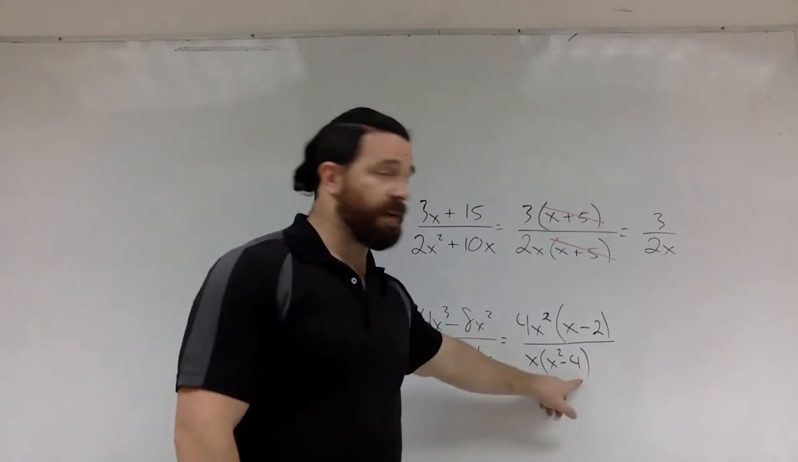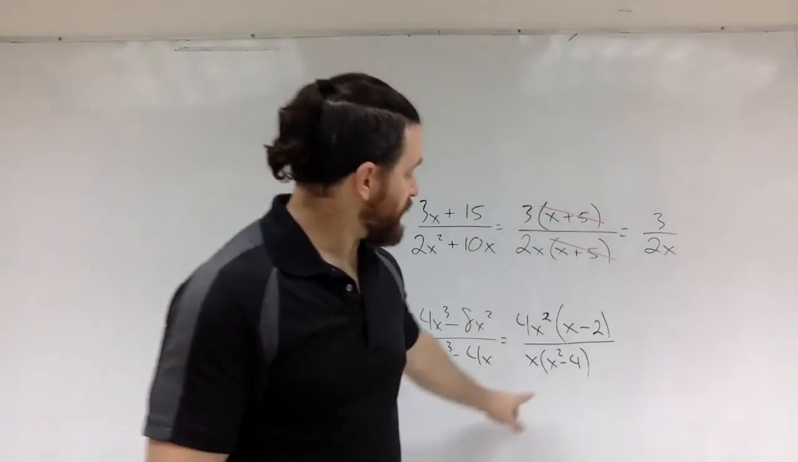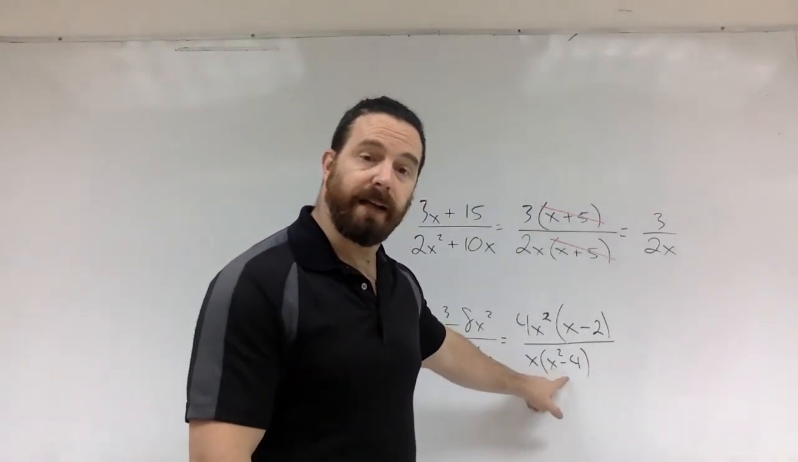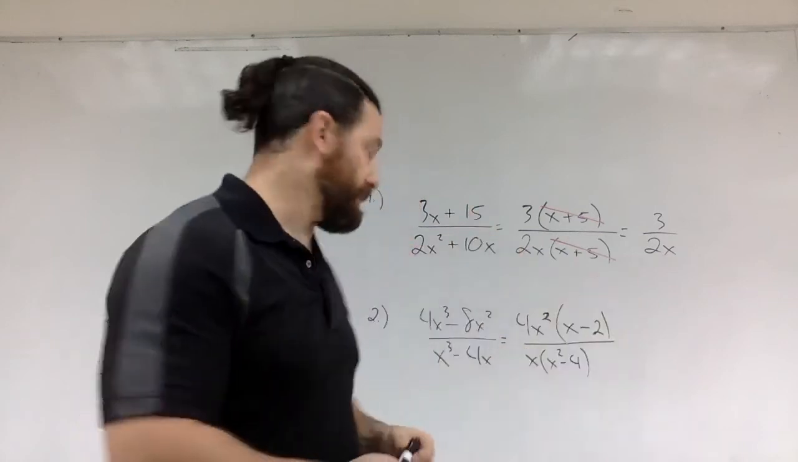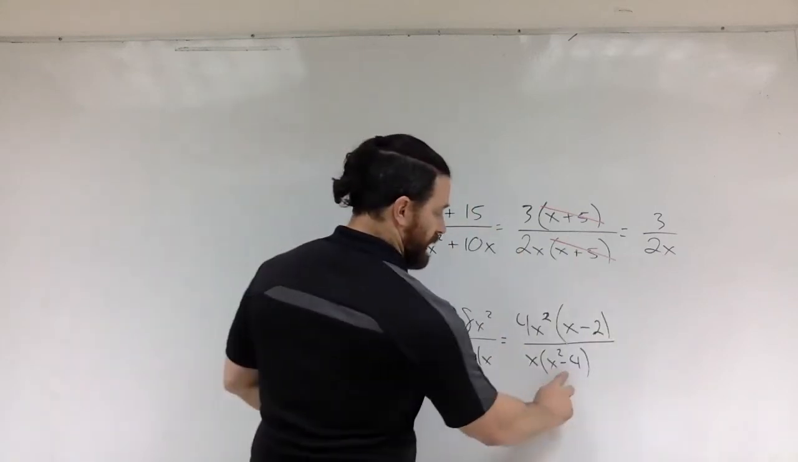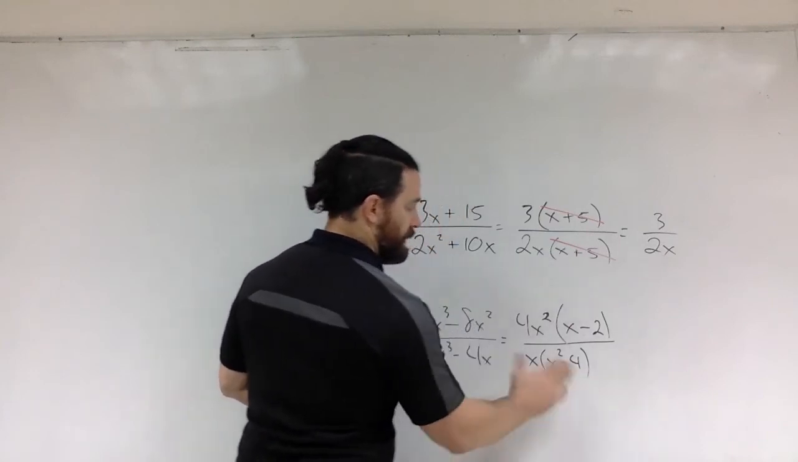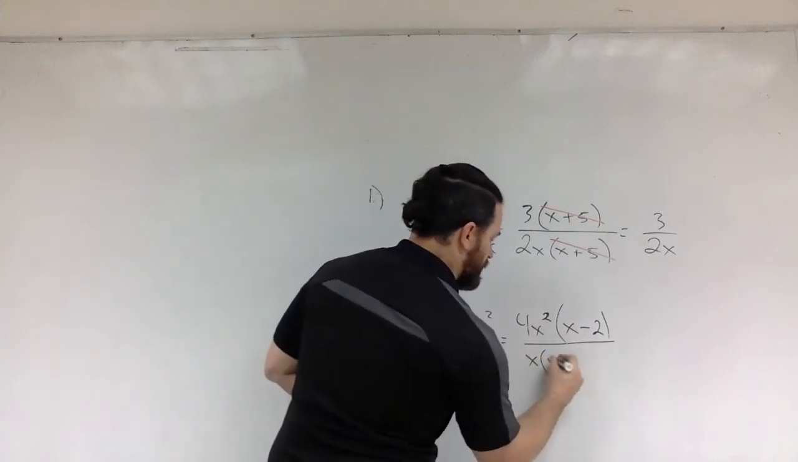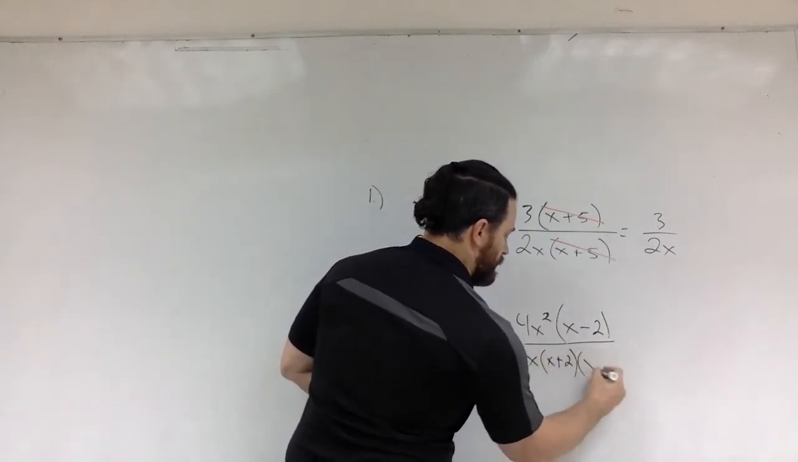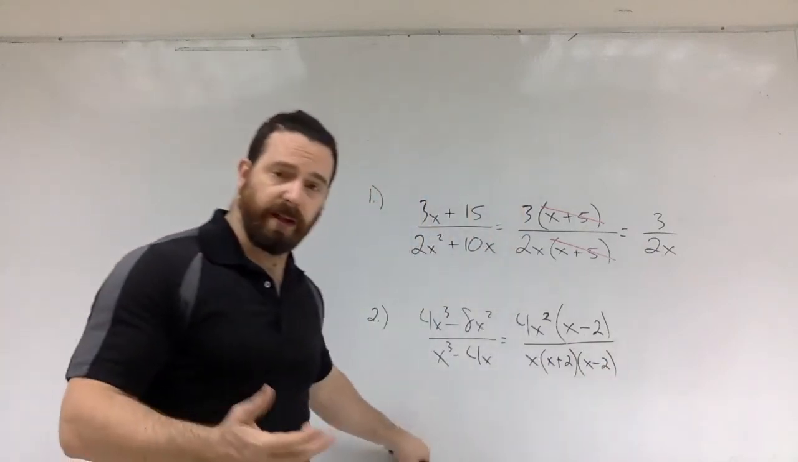Now, we're not finished on the bottom here. Remember, whenever you have a binomial that is a perfect square minus a perfect square, you can break it into 2 more binomials. Hence, this guy, I can break this into x plus 2 and x minus 2. So that's what we're going to do. So let's erase that. You write x plus 2, x minus 2.